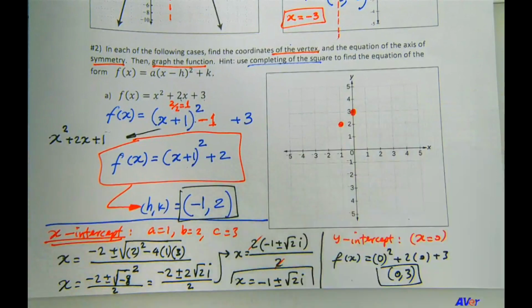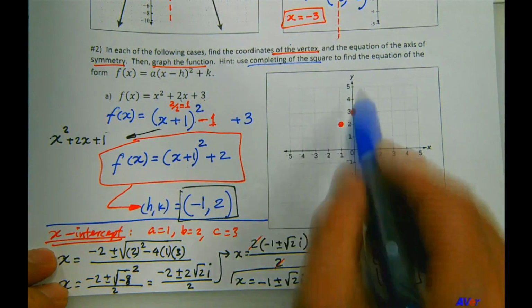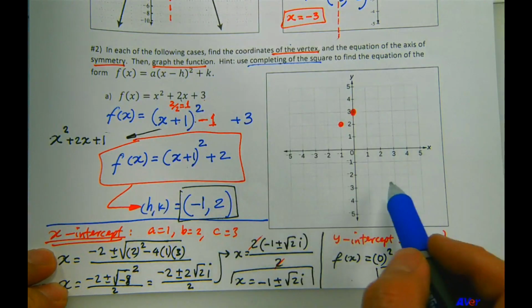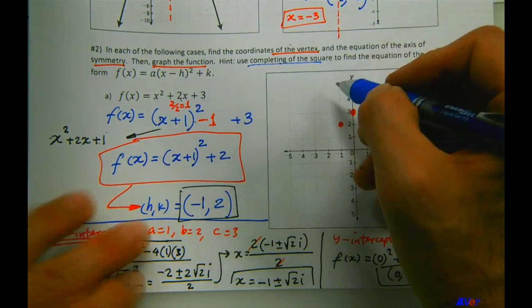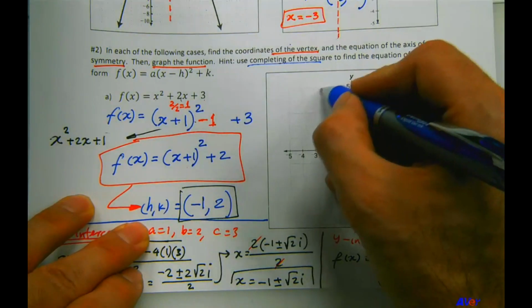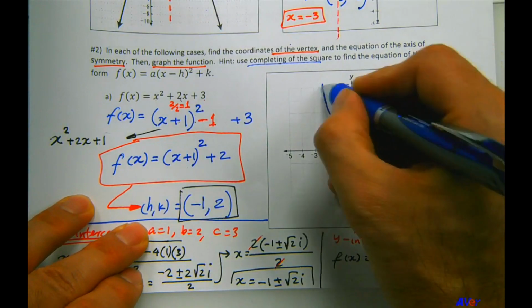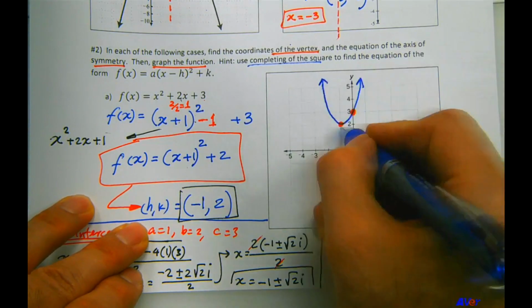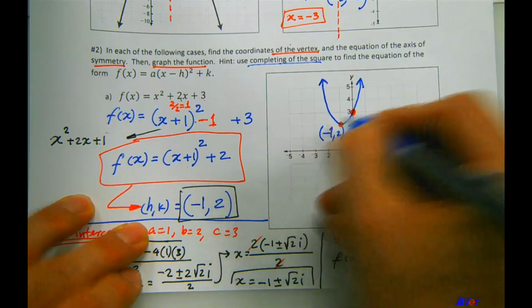Okay, so that's why the x-intercepts are complex, because they do not intersect. This graph does not intersect the x-axis. So that's why both roots are complex. So we can approximate the shape of this quadratic equation and do it like that, and that point is -1, 2.